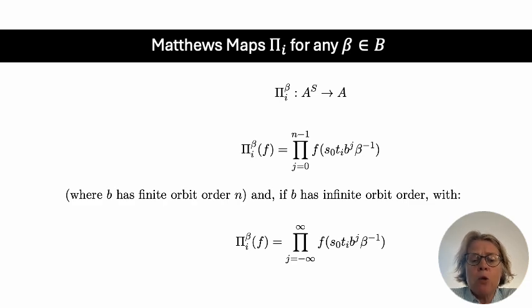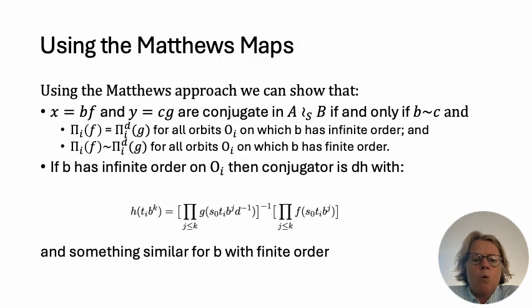The result of the map is not unique, but it will always be a cyclic permutation of other results. We can extend the Matthews map to the permutational Wreath product, and then we can show that if X and Y are conjugate in the Wreath product, then the pi i f for each orbit must equal the pi i g, which is the orbit of the C orbit to which the orbit is taken under the map.